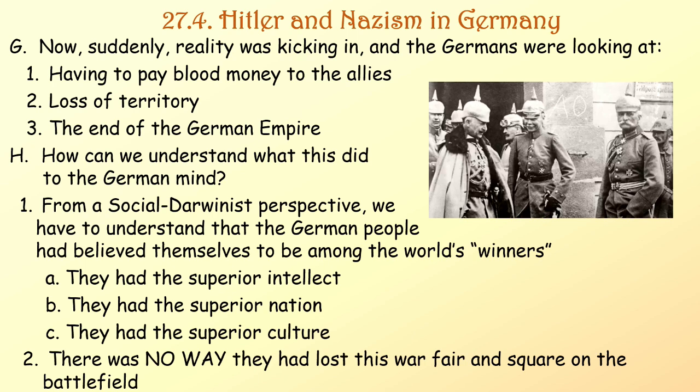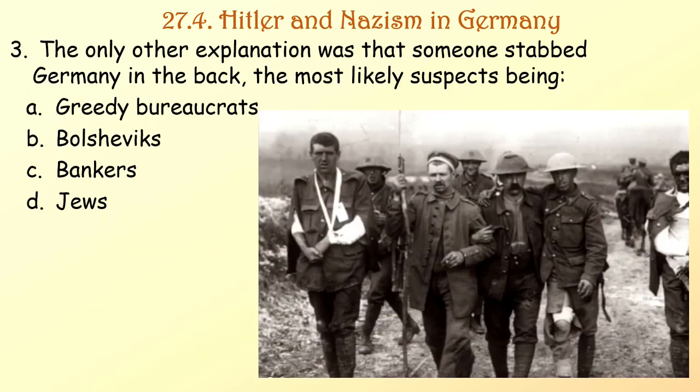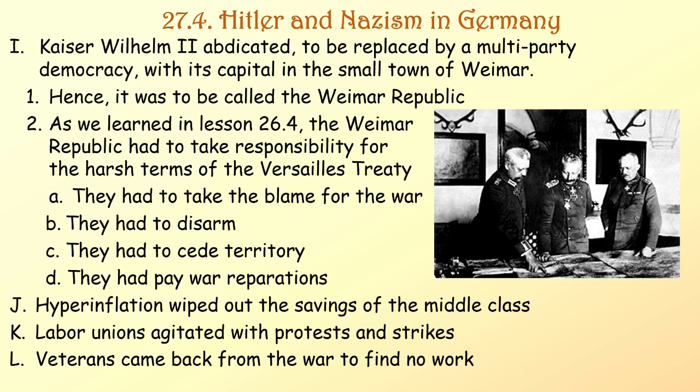Well, from a social Darwinist perspective, we have to understand that the German people had believed themselves to be among the world's winners. They had the superior intellect, they had the superior nation, they had the superior culture. And there was no way they had lost this war fair and square on the battlefield. The only other explanation was that someone stabbed Germany in the back, the most likely suspects being greedy bureaucrats, Bolsheviks, bankers, and Jews.